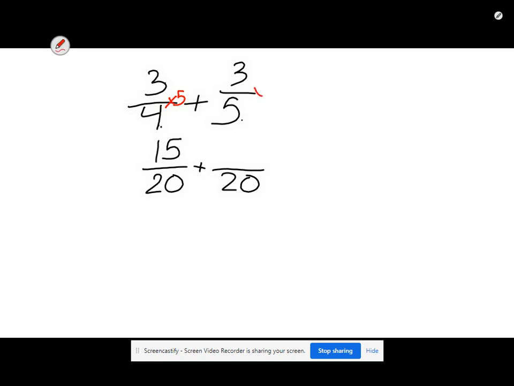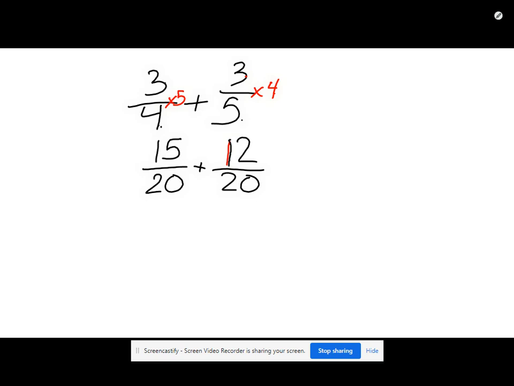What am I multiplying the 5 by to get to 20, Nolan? 4 times 3, and that equals 12. So I multiplied the 5 by 4 to get to 20, so I have to multiply my 3 by 4. And you are correct. 3 times 4 is 12.